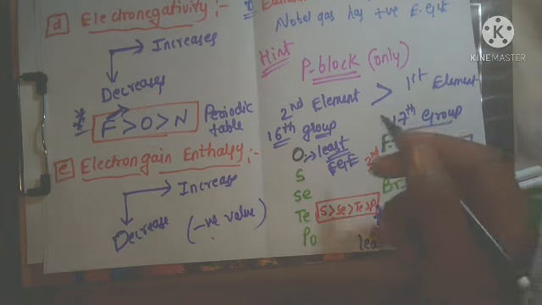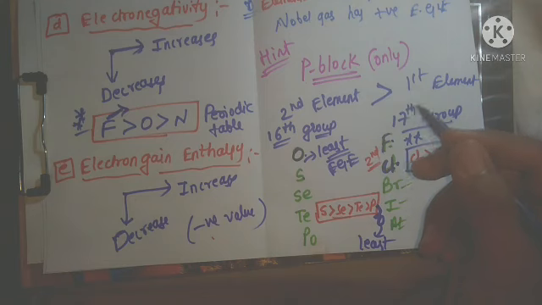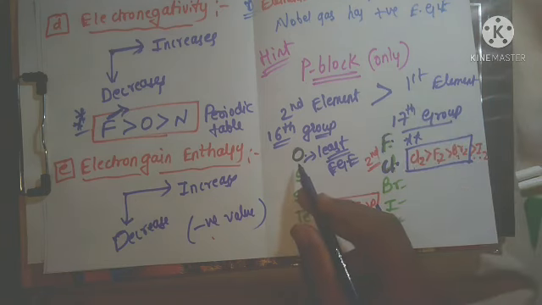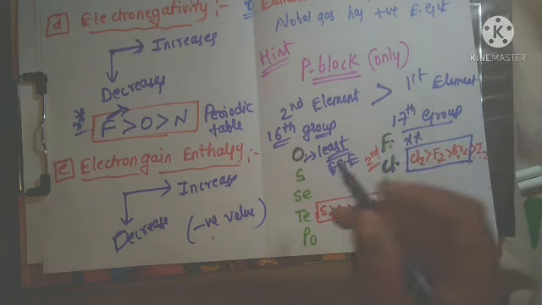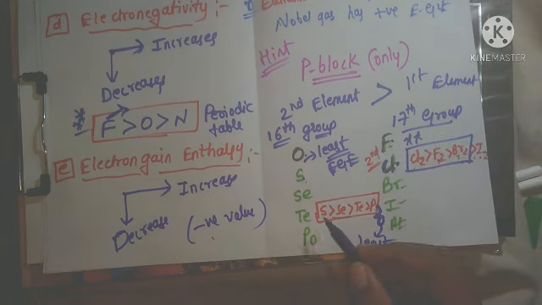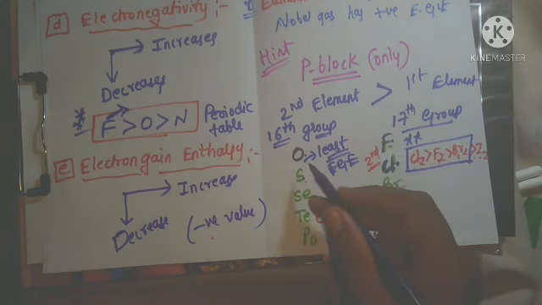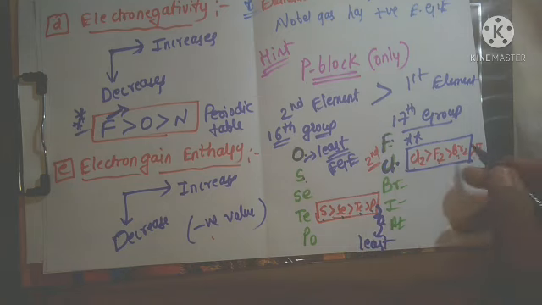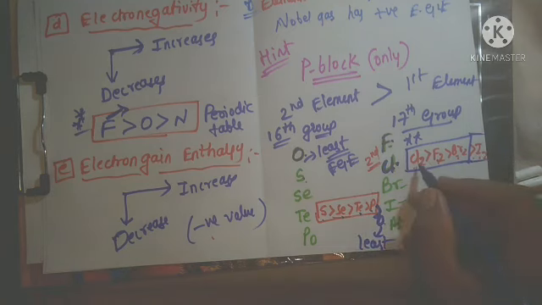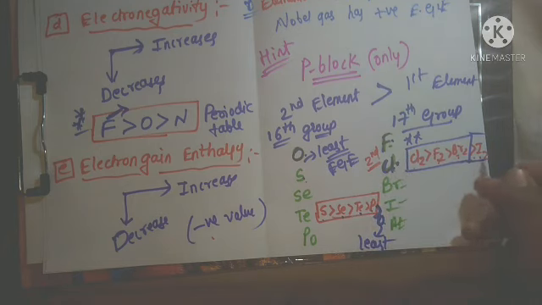The question is, in the 16th group which element has the least electron gain enthalpy? Your answer should be oxygen. In the 16th group which one has the most electron gain enthalpy? Your answer is sulfur, right? What is the order of electron gain enthalpy for the 16th group? Sulfur has more electron gain enthalpy than selenium, then tellurium, then polonium. The last one is oxygen. For the 17th group, what is the order? The second element, chlorine, has more electron gain enthalpy than fluorine, then bromine, then iodine.